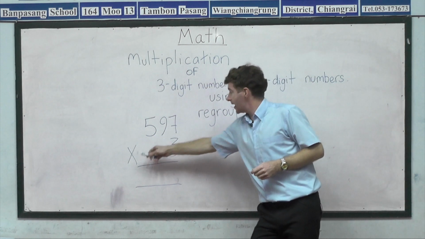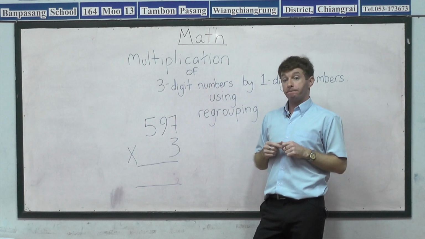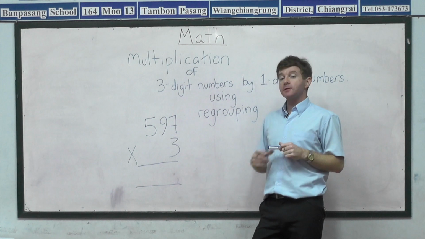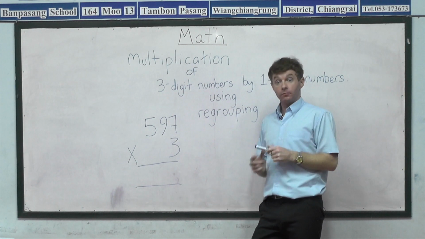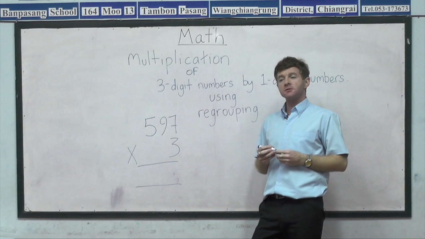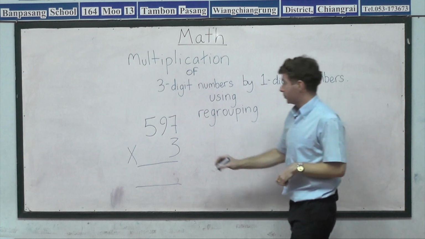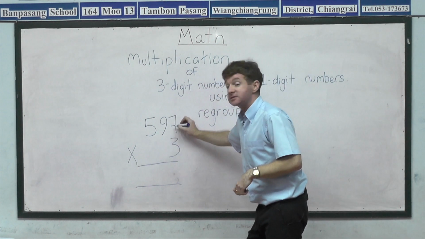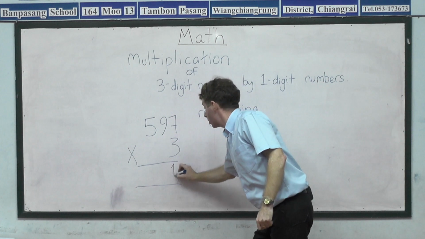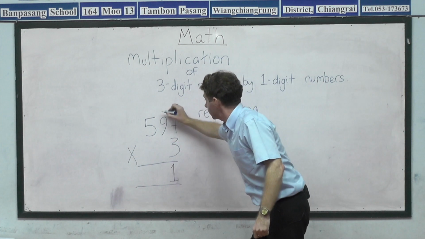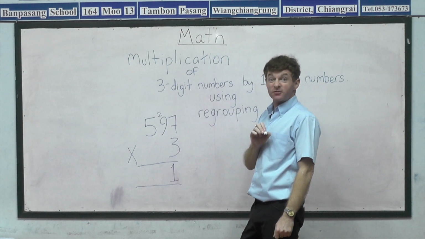3 times 7 is 21. So what do I write in the ones column? Do I write 21 here? No, 1. What do I do with the 2 tens? Carry over or regroup. So 3 times 7 is 21. We'll write 1 in the ones column and I will put our 2 tens here. Are we ready for step 2?